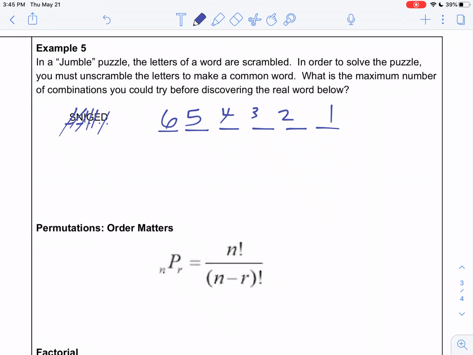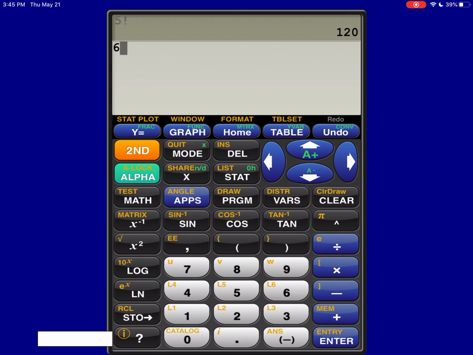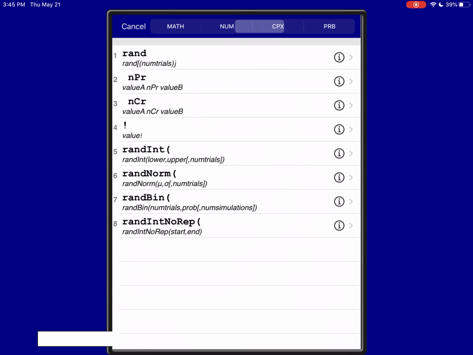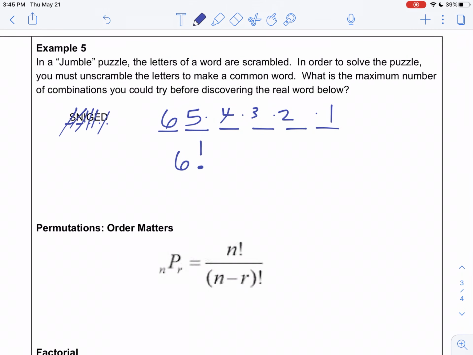So 6 times 5 times 4 times 3 times 2 times 1. And if you would like, you can use that shortcut of the factorial. So 6, hit up the math menu, PRB for probability, and then option 4 for factorial, and we get 720. So there are 720 different combinations before you would crack the real word.